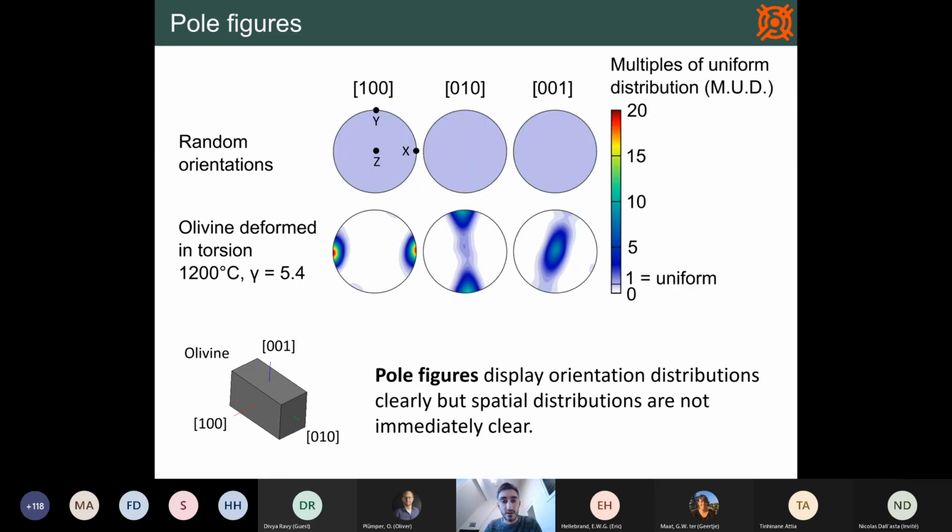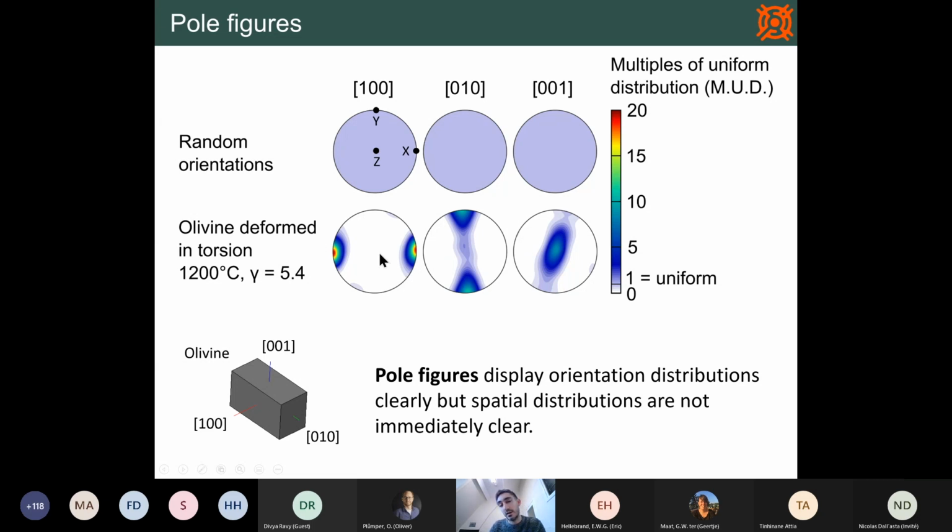So the way you often see it is by contouring the density of points in these plots. So if the crystals are randomly oriented, the normalized density is going to be close to 1 all over this space. If they're non-randomly oriented, there's going to be higher data densities, and you usually see this as multiples of uniform distribution. So here there's about 20 times more A-axes than if that same number of crystals were randomly distributed. So you can quickly visualize the preferred orientations of the different crystal axes.